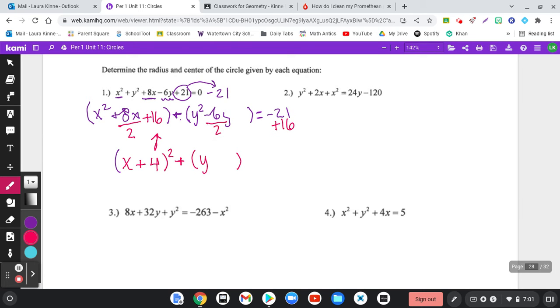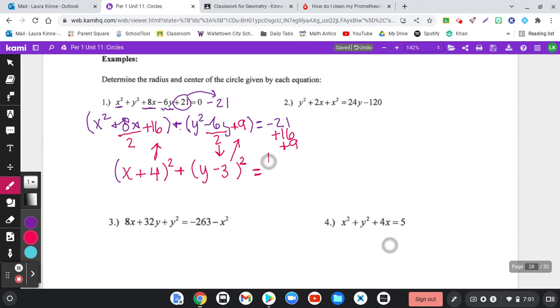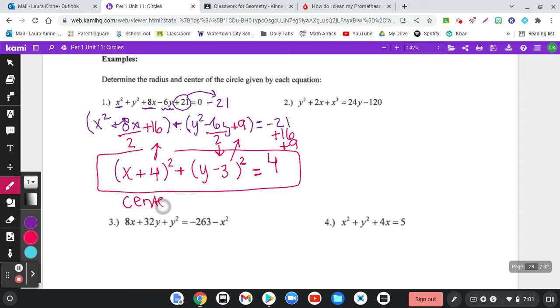Half of negative 6 is negative 3. Now if it was negative 3 squared, it would be a plus 9 here. So we're going to put a plus 9 on both sides. And you're only a few steps away. If you add negative 21, 16, and 9, you get 4. So now you have your standard equation for your circle, where your center, remember, change the signs, would be negative 4, positive 3, and your radius would be the square root of 4, which is 2.